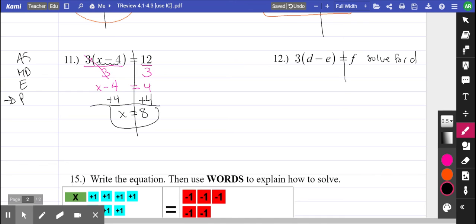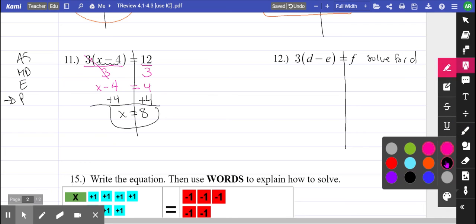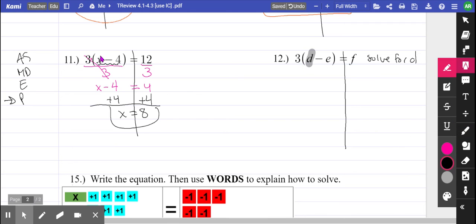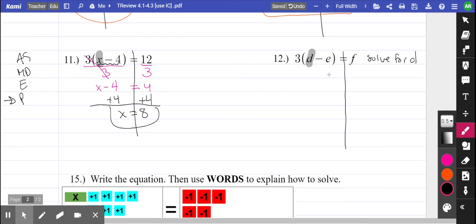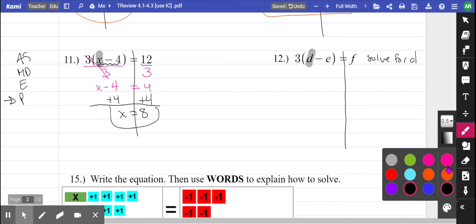Now let's look at number 12. It's the literal version of number 11. Okay, we've replaced our x with a d. So we're going to solve for d, so we're going to use the same steps. We replaced our minus 4 with a minus e, and we replaced our 12 with an f. Okay, same steps though. So we see that we have a group within that parentheses, so we have to get rid of that 3 outside of the parentheses.